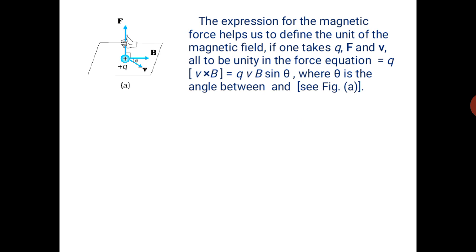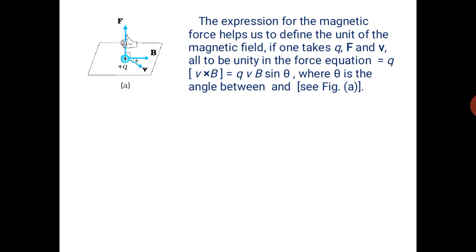So now, the expression for the magnetic force helps us to define the unit of the magnetic field. If one takes Q, F and V all to be unity in the force equation, okay, Q times V cross B is QVB sin theta, where theta is the angle between V and B.